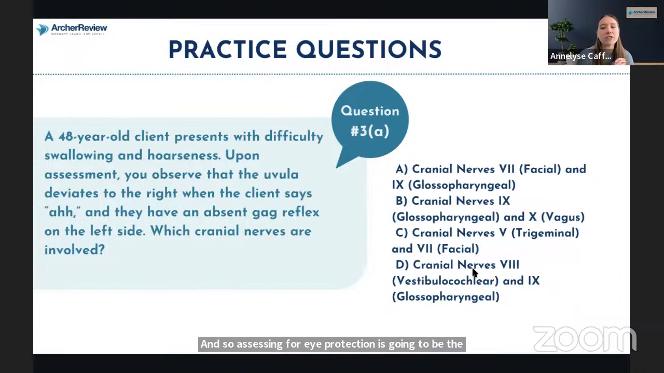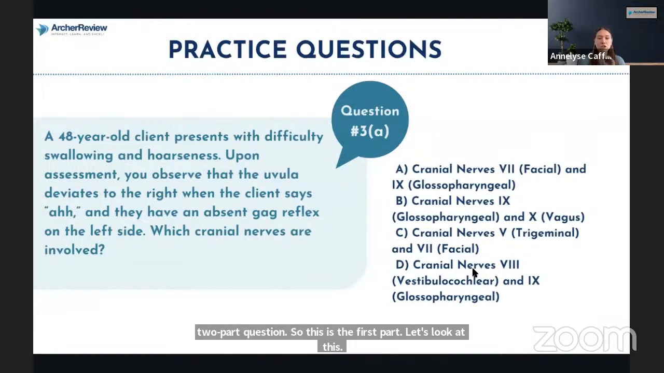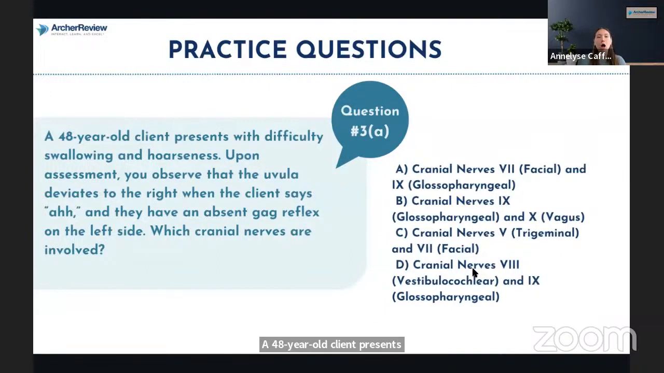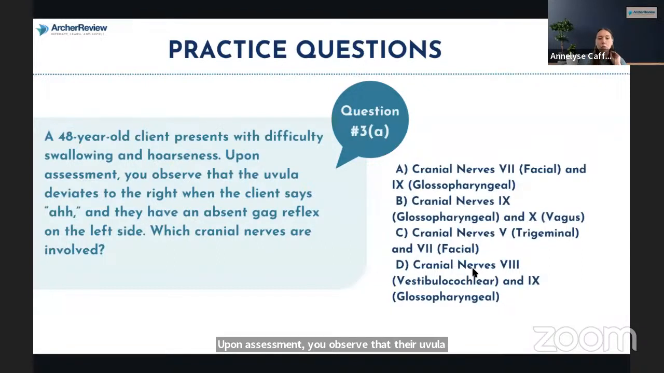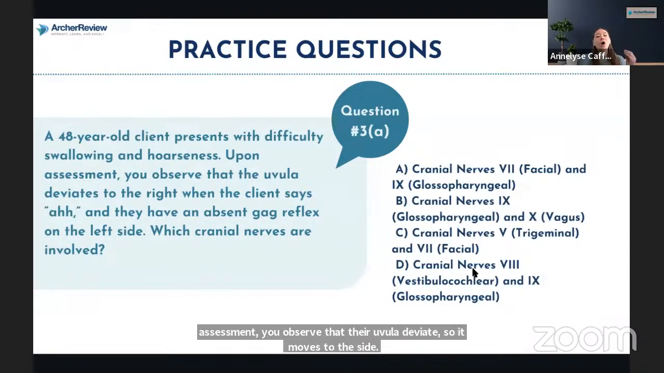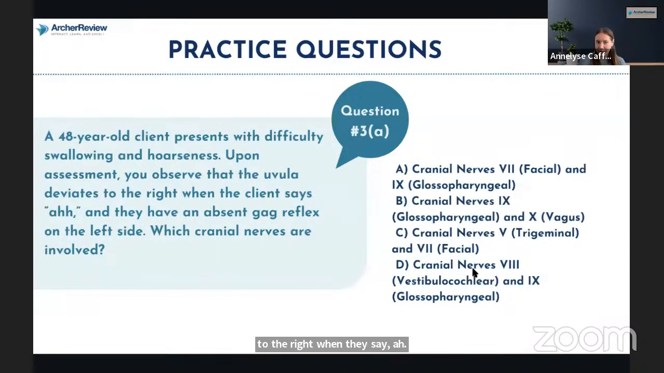Okay, now this is our last question, and this is a two-part question. So this is the first part. Let's look at this. A 48-year-old client presents with difficulty swallowing and hoarseness. Upon assessment, you observe that their uvula deviates, so it moves to the side, to the right when they say, ah. They also have an absent gag reflex on the left side. Which cranial nerves are involved?